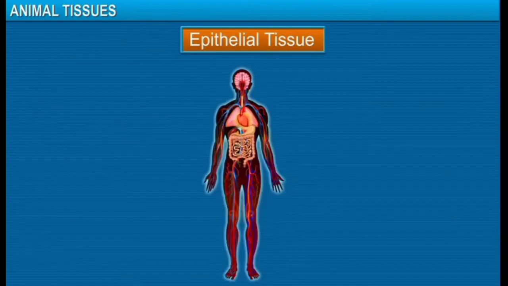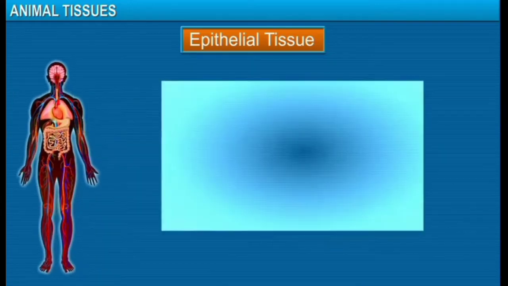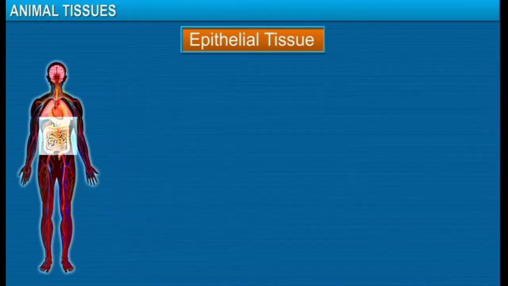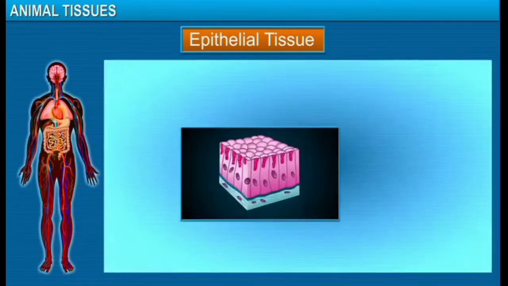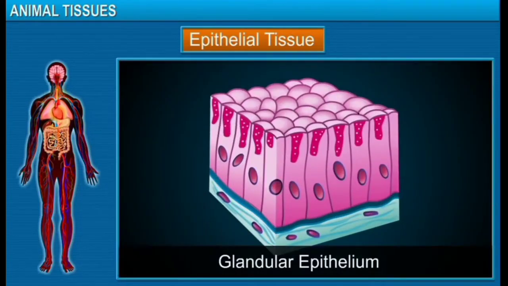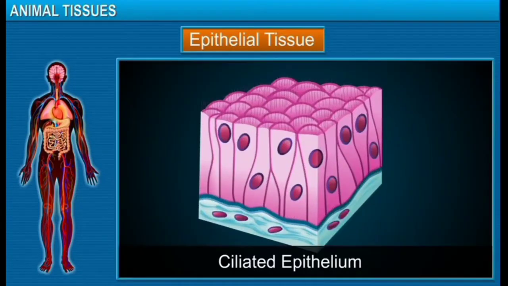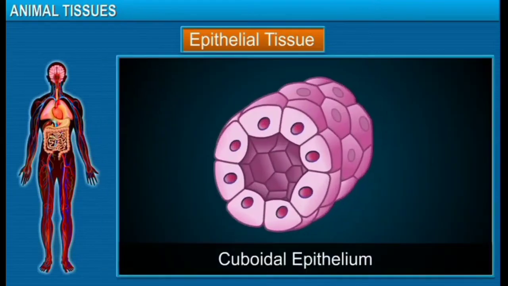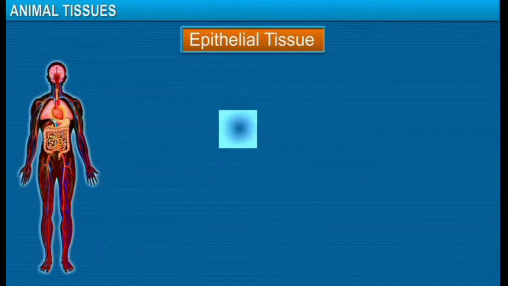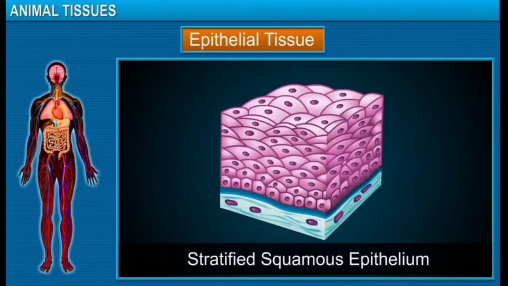Epithelial tissues are of different types depending on their shape and function. The different types of epithelial tissues are squamous epithelium, columnar epithelium, glandular epithelium, ciliated epithelium, cuboidal epithelium, and stratified squamous epithelium.